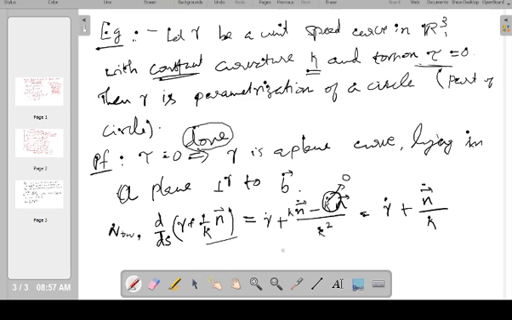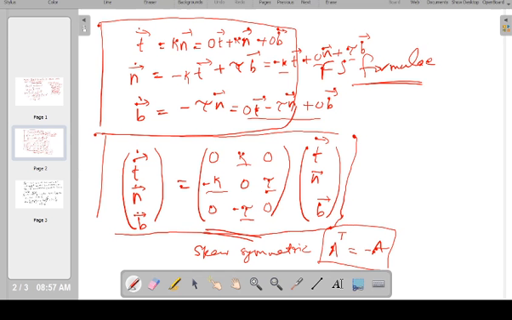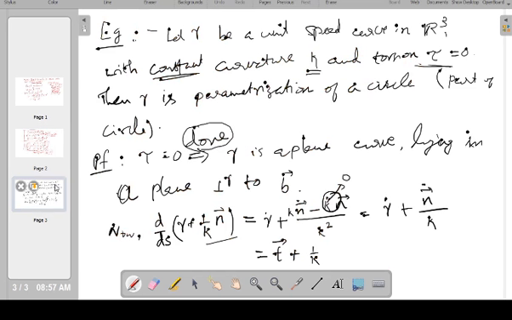So now let us substitute for gamma dot and n dot. Gamma dot is precisely our vector t, tangent vector, plus 1 by kappa into what is n dot. From the Frenet set, it is minus kappa t plus tau b. Right? But tau equal to 0 from here. So this is 0.